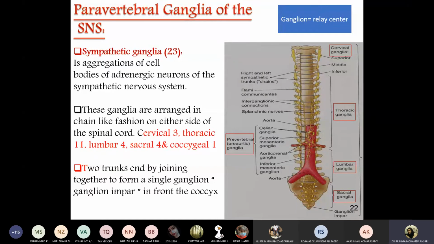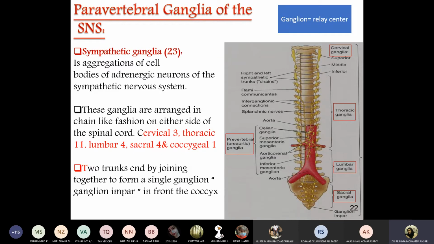So these yellow swellings have a collection of cell bodies. Whatever sympathetic information they receive from the thoracolumbar outflow will go and relay on to all these ganglia and act accordingly. So how many ganglia do we have? We have cervical 3, thoracic 11, lumbar 4, sacral 4 and coccygeal 1.